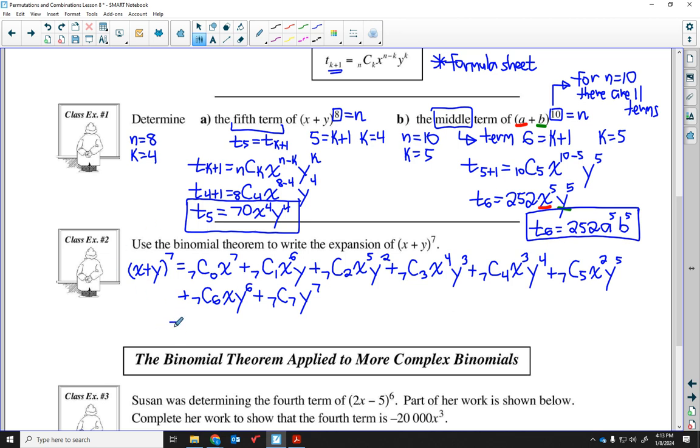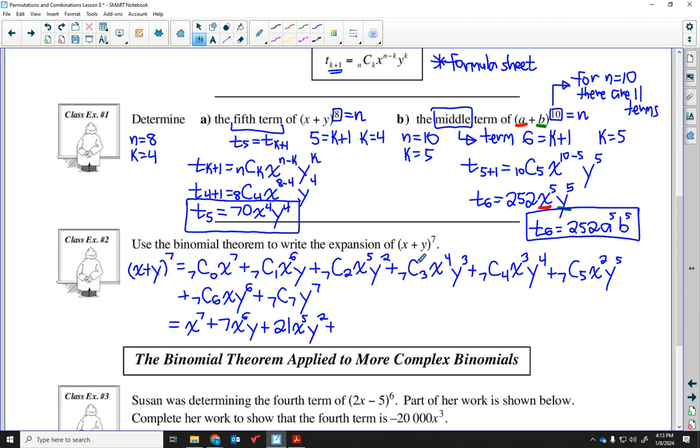Well, we can calculate all these individual numbers. So 7 choose 0 is just equal to 1. So the first term would just be x to the power of 7, plus 7 choose 1, which is going to be equal to 7. So we'd have x to the power of 6 and then y, plus 7 choose 2. That's going to be 21. So we're going to have 21, and then we would have x to the power of 5 and y squared. And then we have plus.